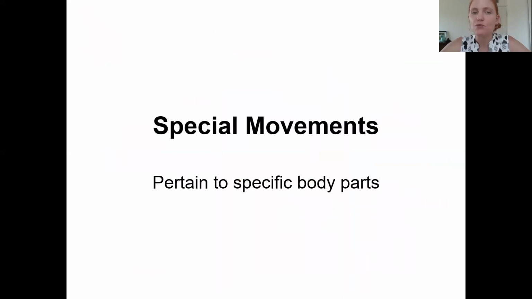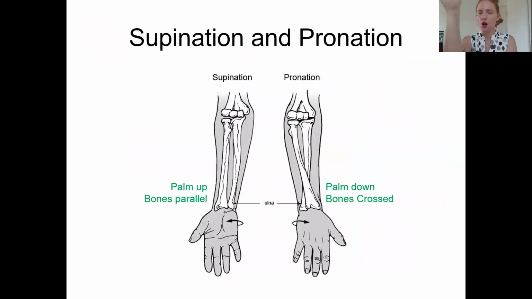So let's look at some special movements. What we mean by special is they're only pertaining to a specific body part. Let's start with the arm. On the arm, remember that here's your humerus. This one here is the radius.